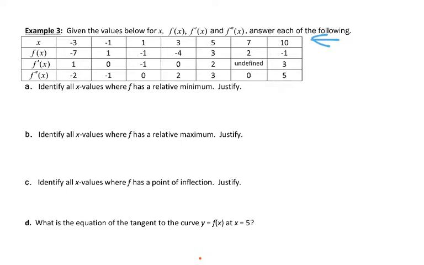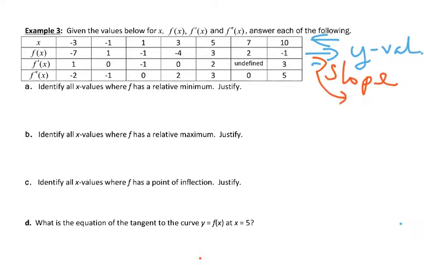And then they give the second one, which is f of x, or we can say that is the y values, okay? And then the third line is f prime, so that is the slope or derivative, okay? So I would put down slope. And the last one is second derivative, so we talk about concavity or acceleration. Alright, so the first one is identify x values where f has a relative minimum.